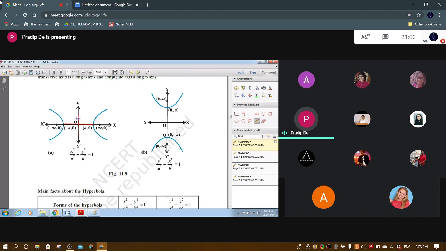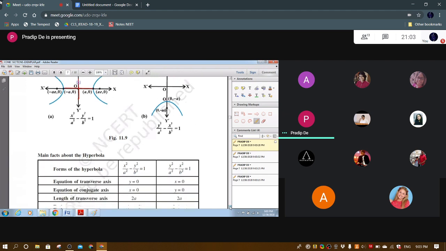Then the equation is x square upon a square minus y square upon b square is equal to 1. Like the ellipse, the sign in between is minus. Equation of the transverse axis: that is the x-axis itself, y is equal to 0. Equation of the conjugate axis: it's on the y-axis here. So x equal to 0.